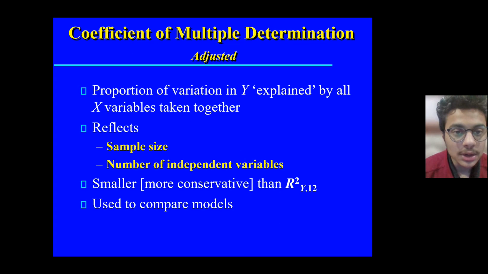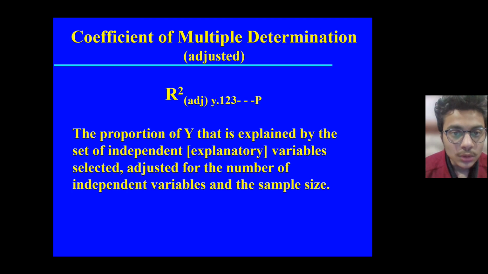Coefficient of multiple determination, adjusted. Proportion of variation in y explained by all x variables taken together. It reflects sample size and number of independent variables, is smaller than R square, and is used to compare models. R square is the proportion of y that is explained by the set of independent variables selected, adjusted for the number of independent variables and the sample size.